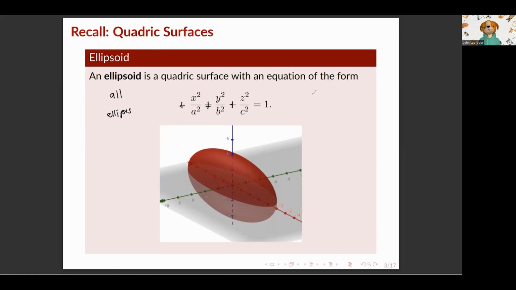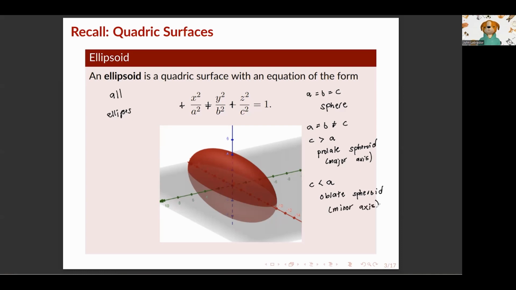There are special cases for the ellipsoid. First, when all of the coefficients a, b, and c are equal, then we have a sphere. Next is when exactly two are equal, let's say a and b, but the third one, c, is not, then we can categorize it further into two. First, when c, the third coefficient, is greater than the other two, then we have the prolate spheroid. Next, when the third coefficient is less than the other two, then we have an oblate spheroid. The prolate spheroid is generated when an ellipse is rotated about its major axis, while the oblate spheroid, you guessed it right, is when it is rotated about its minor axis.